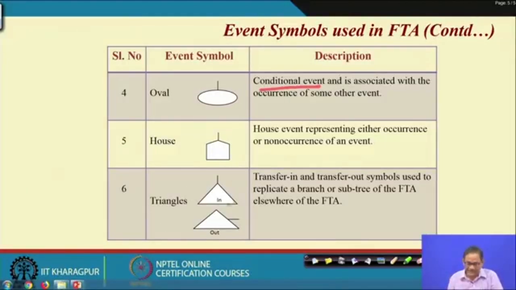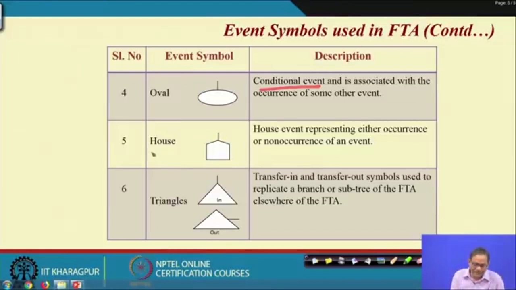Now the triangles, in and out. Two triangles are used, that is transfer in and transfer out symbols, used to replicate a branch or a subtree of a fault tree elsewhere in the fault tree. So when you develop a system level fault tree, you may find that the tree will be very big, and it may so happen when you come to the subsystem levels that some of the subsystems are applicable in other parts of the tree. So if you develop a fault tree for a particular subsystem, you should not require to develop it again in the other part. You just put the out symbol in the first case, and at the other place you write in, and that will basically reduce the size of the tree.